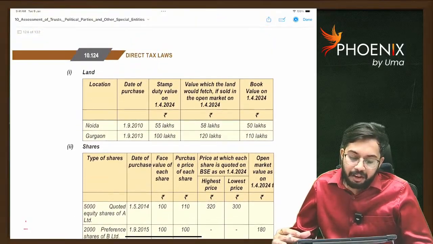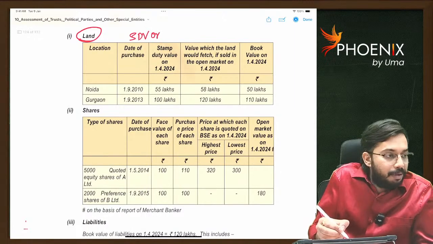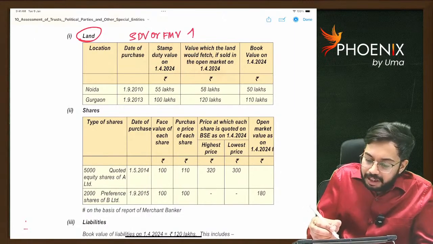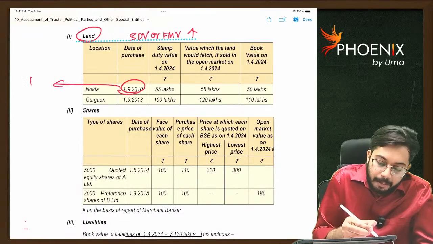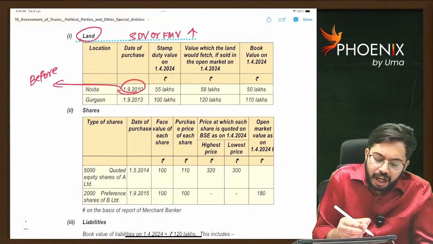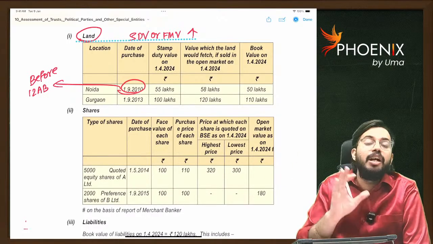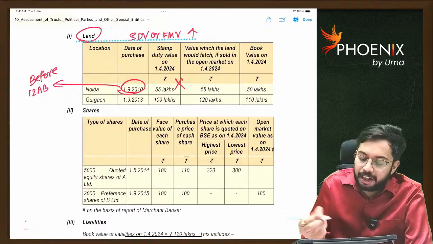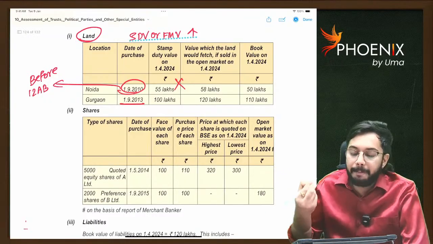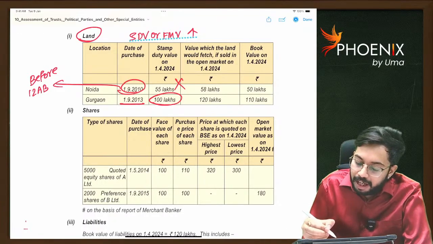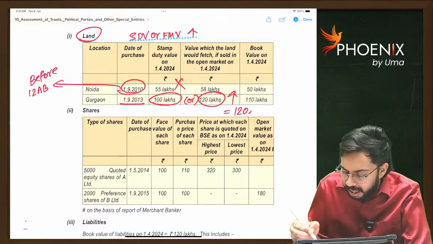So assets were given: land, immovable property. What will we consider? Stamp duty value or fair market value, whichever is higher. 1st September 2010, that means before 12AB registration. If any asset is purchased before 12AB registration, that should not be considered in calculation of fair market value of assets. Next, 1st September 2013, stamp duty value or fair market value, whichever is higher. That means we will take 120.